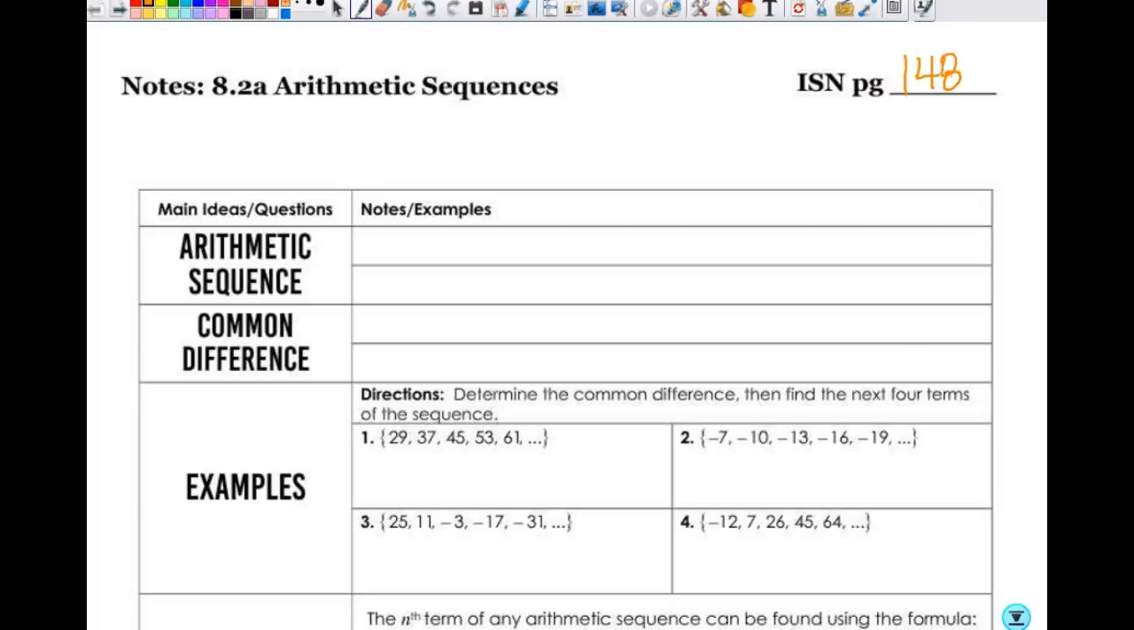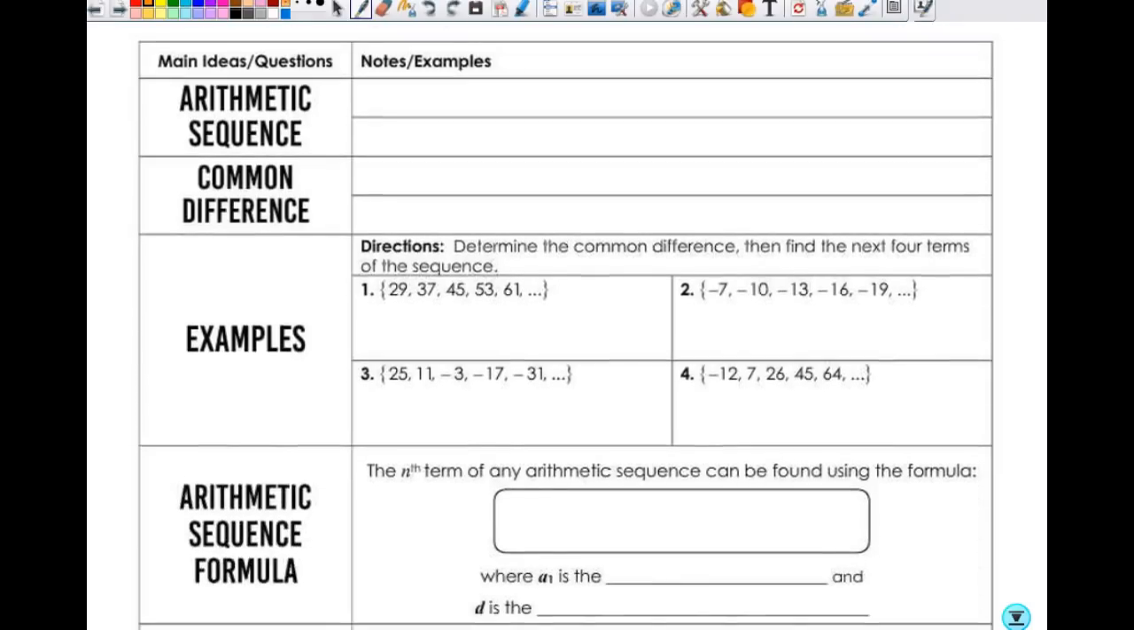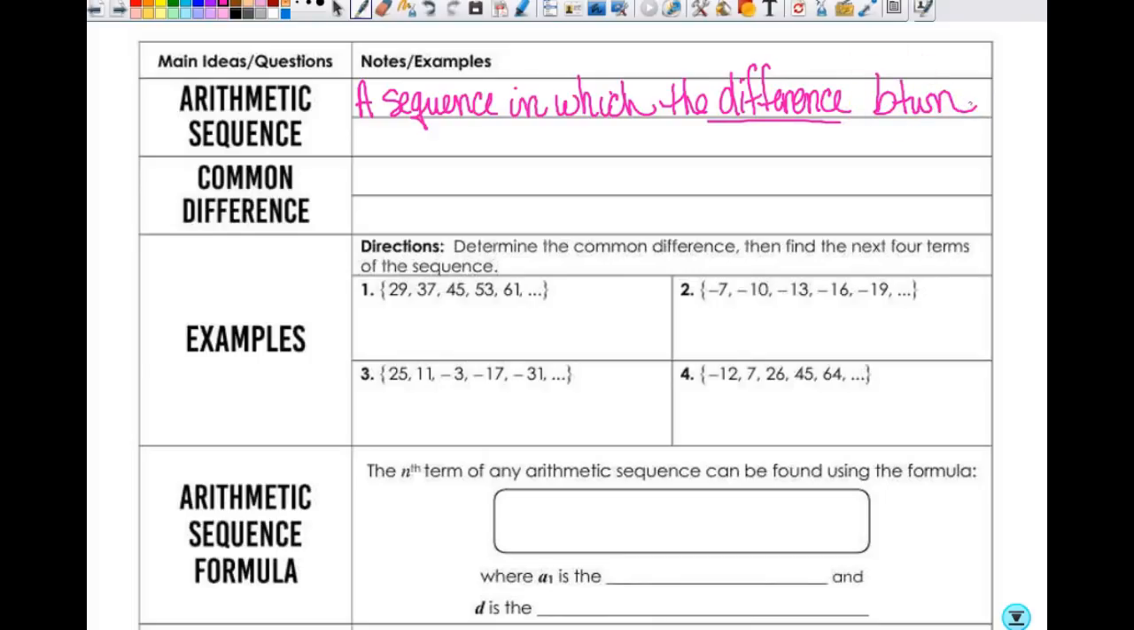So there's two different types of sequences that we're going to talk about, arithmetic and geometric. Today we're just going to talk about arithmetic. It's like a different form of the word arithmetic. So an arithmetic sequence is a sequence in which the difference between any two consecutive terms is constant.